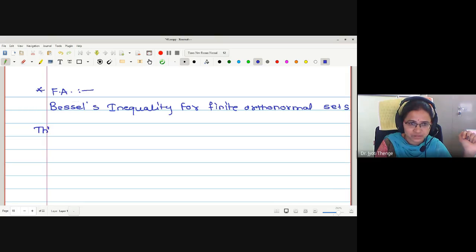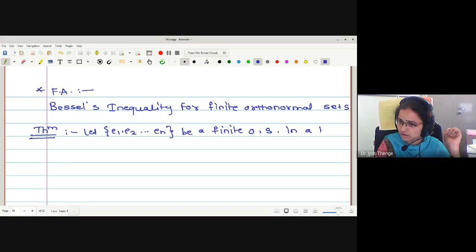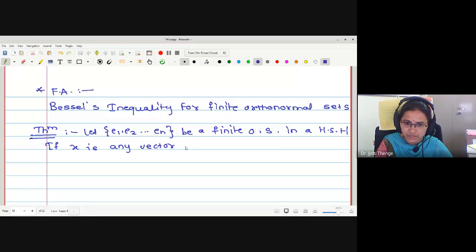Okay, the theorem statement is: let E1 to En be a finite orthonormal set in a Hilbert space H. If x is any vector in H, then prove that.